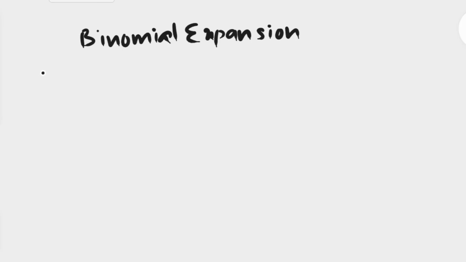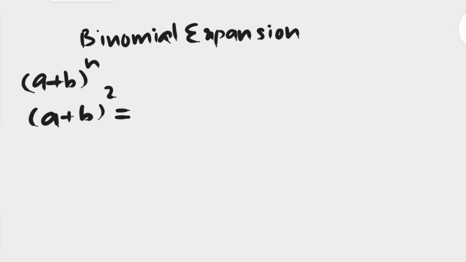In this section, we are going to learn about binomial expansion. Before we try to expand (a+b) raised to n, let's try to expand (a+b) the whole square. How can we expand (a+b) the whole square? Yes, we can write it as (a+b) times (a+b).